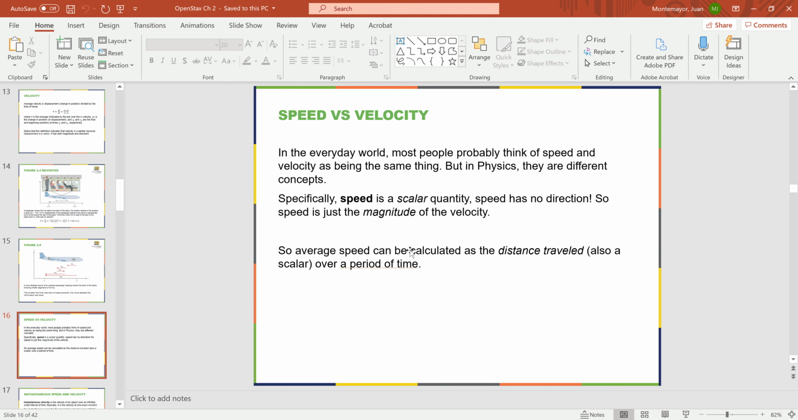Okay, so speed versus velocity. In the everyday world, most people probably think of speed and velocity as being the same thing, but in physics, they are different concepts. Specifically, speed is a scalar quantity. Speed has no direction. So speed is just the magnitude of velocity, similarly to distance being the magnitude of displacement. So average speed can be calculated as the distance traveled, also a scalar, over a period of time.